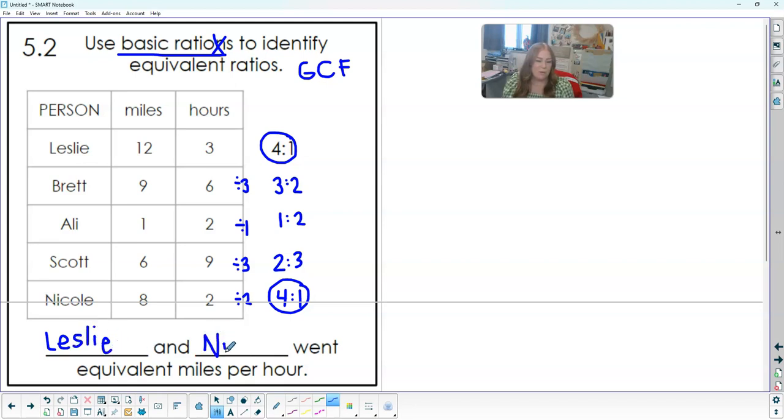So we can see that Leslie and Nicole went equivalent miles per hour. So every time they went 1 hour, they were walking 4 miles. None of the other ones are the same. So we're just looking for that factor, the greatest common factor, to divide them by. We made a basic ratio so we can see which ones are equivalent.